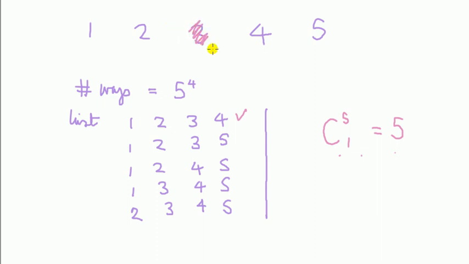Let's do the same with 3. If 3 doesn't appear, then my numbers are 1, 2, 4, 5, and there's only one way that can happen. Jiggle them any other way around and it will not be in order. And then 2 doesn't appear. There is only one way, again, for them to be in order. So you can see that for each number that falls out, there's only one sequence such that they're in order.